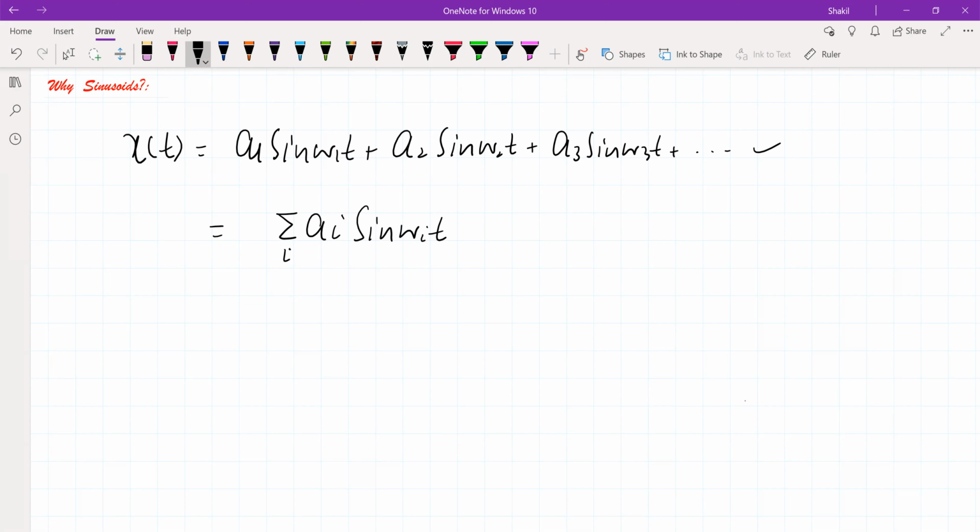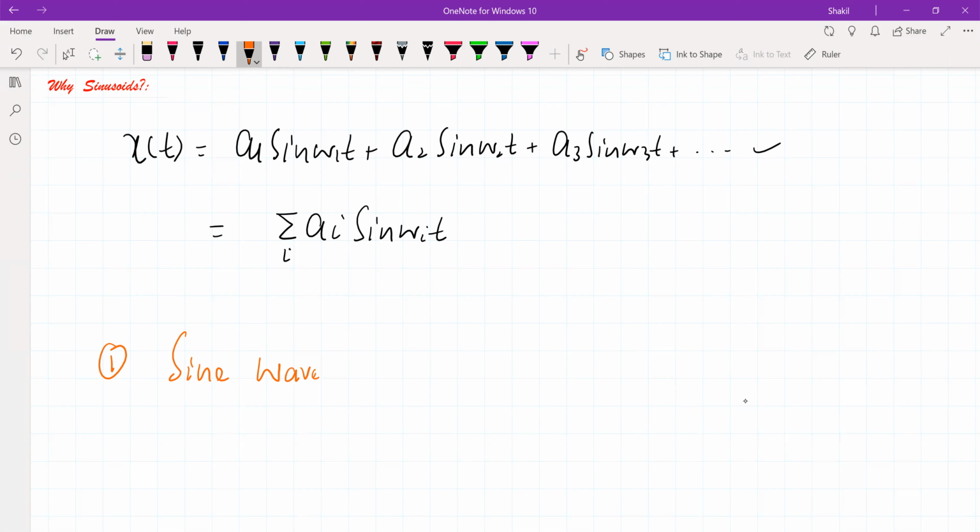Now why are we expressing x of t as a weighted sum of sinusoids? That's the point we will illustrate here. There are several reasons for this, and I will list a few. The first important reason why we express signals in terms of sine waves, and what is so important about these sine waves, is because a sine wave is a single frequency.